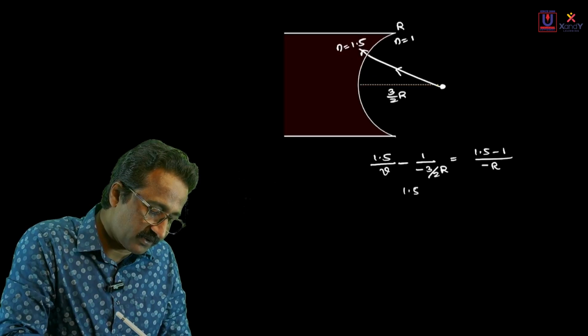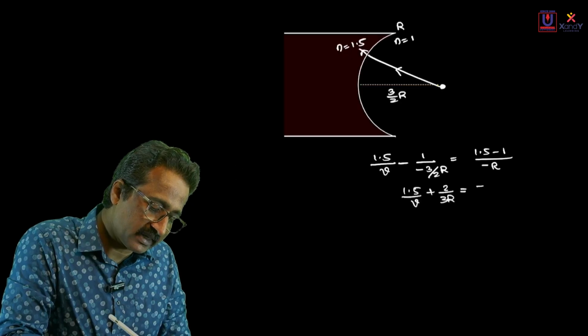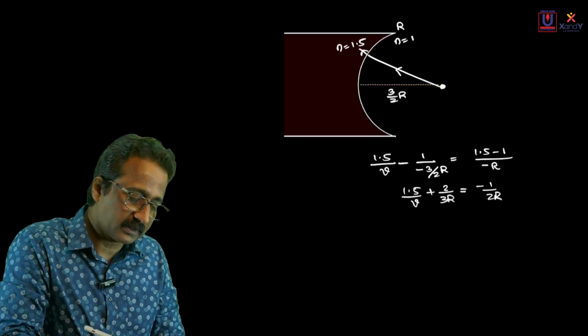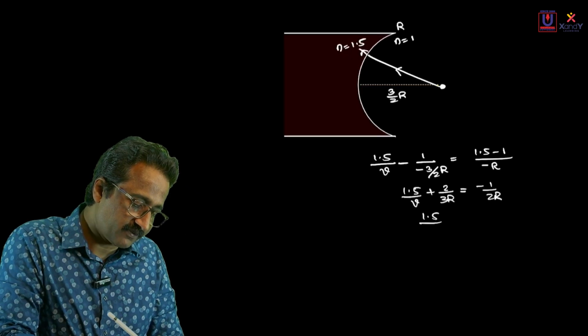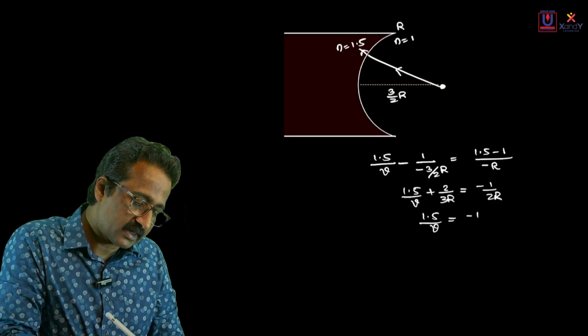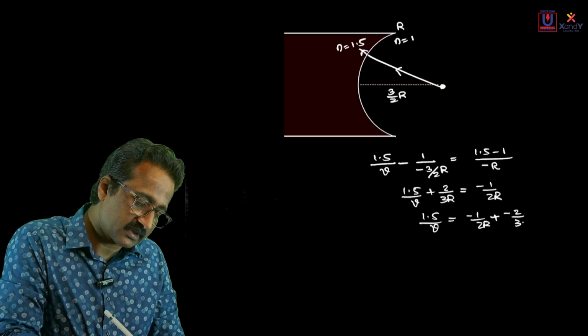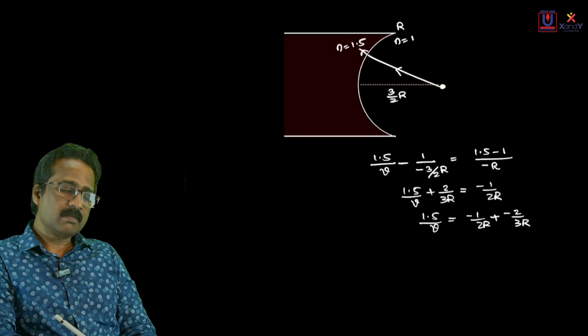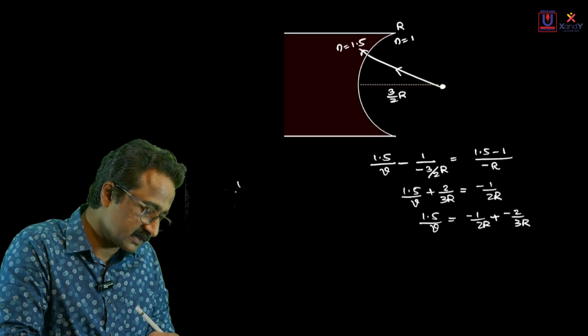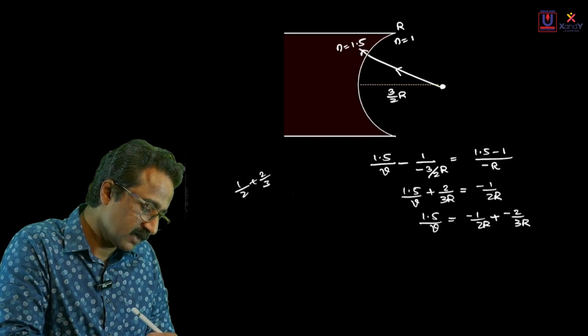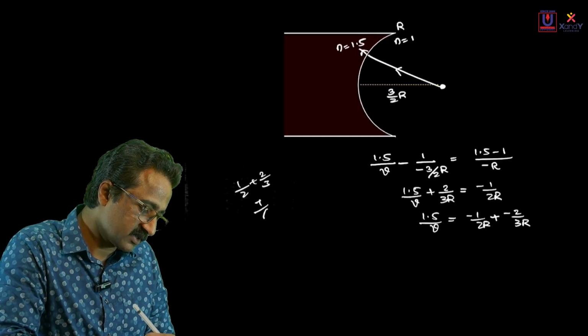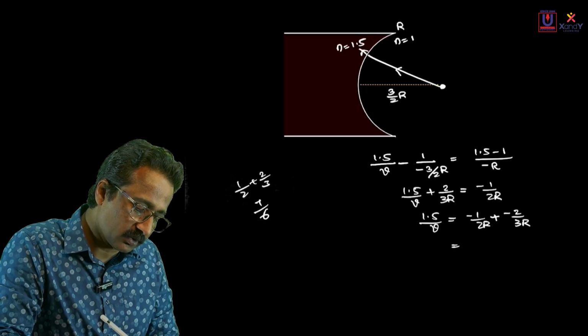Okay, let's simplify. 1.5 by V, minus becomes plus 2 by 3R, is equal to minus of 1 by 2R, as we got earlier. This gives us 1.5 by V is equal to minus of 1 by 2R plus minus of 2 by 3 times R. So it is 1 by 2 plus 2 by 3. What is that? It is 3 plus 4, 7 by 6. So this is equal to minus of 7 by 6 R.